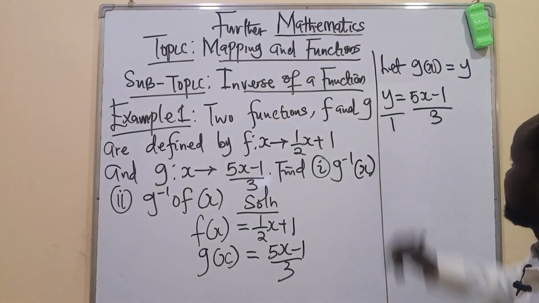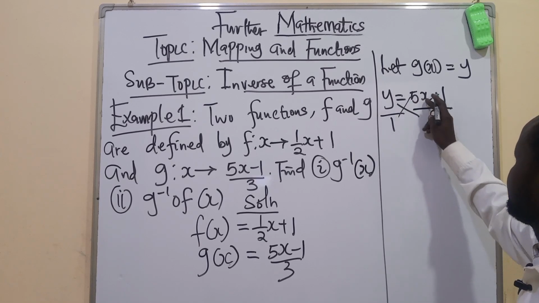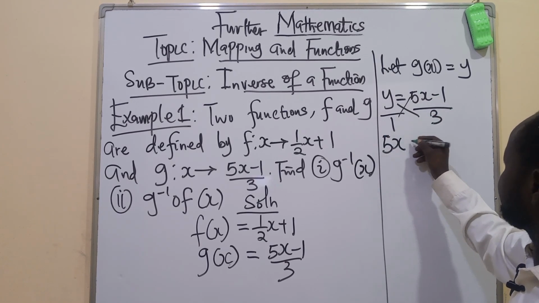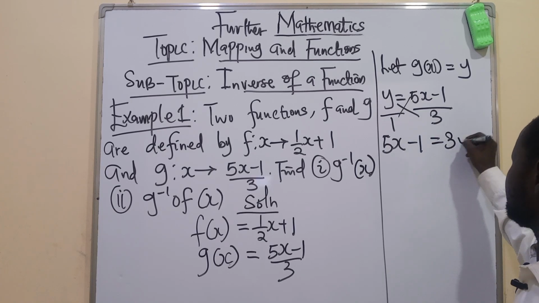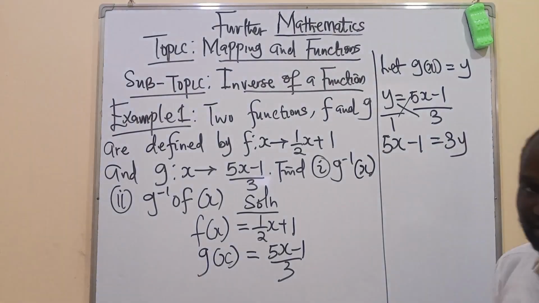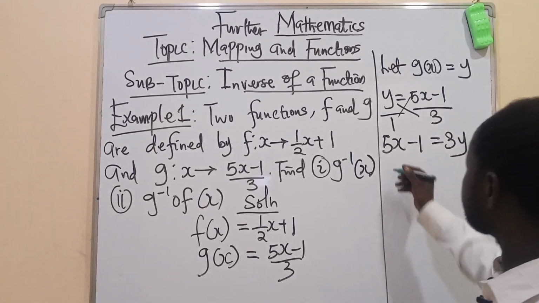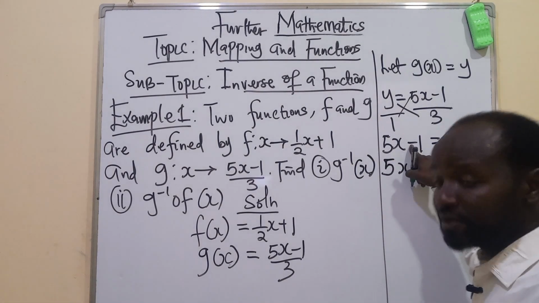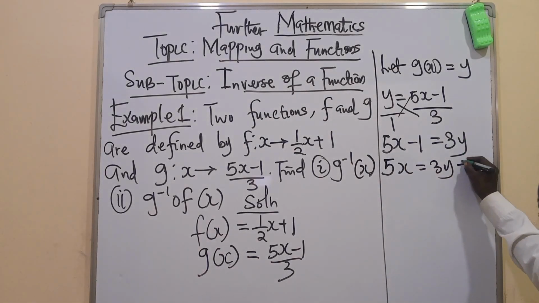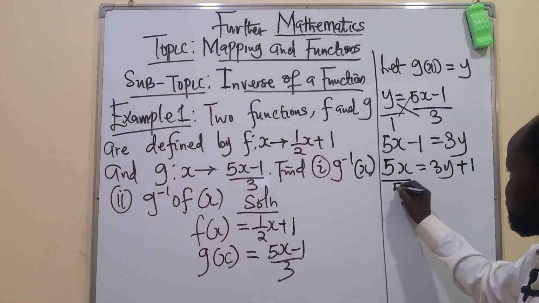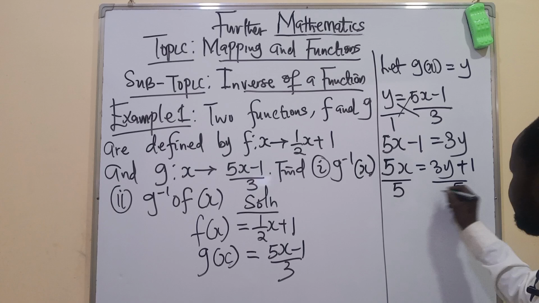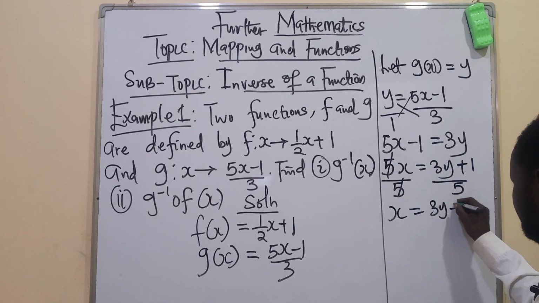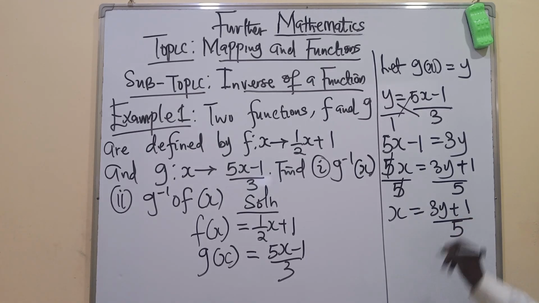We can divide this by 1 and cross multiply. That will be 1 times 5x minus 1, that is 5x minus 1 equals 3y. We are trying to make x the subject of the relation now. This will be 5x equals 3y, and this is minus 1; crossing the equal sign, it will be plus 1. We can divide both sides by 5 at this point. X now will be equal to (3y plus 1) divided by 5.